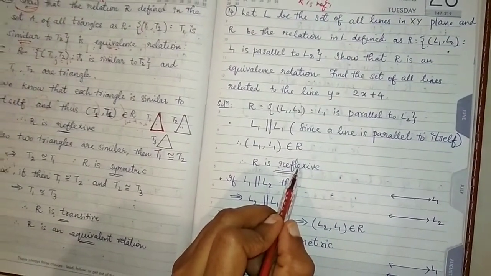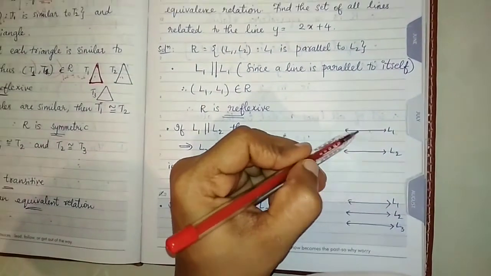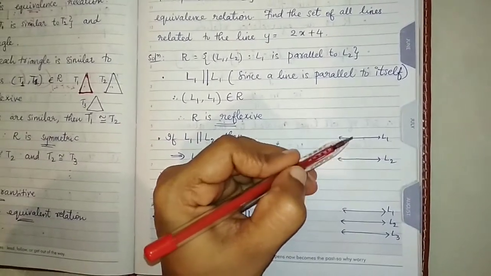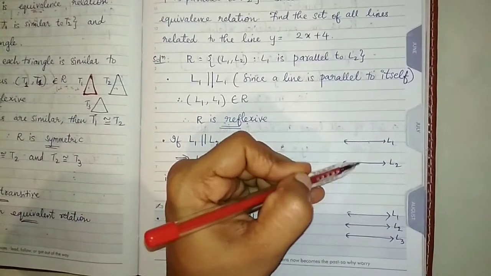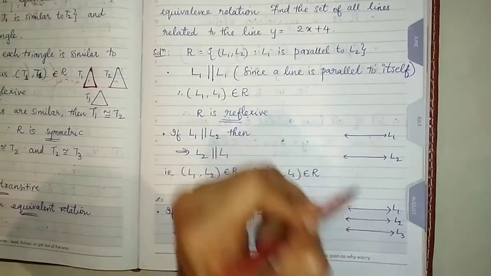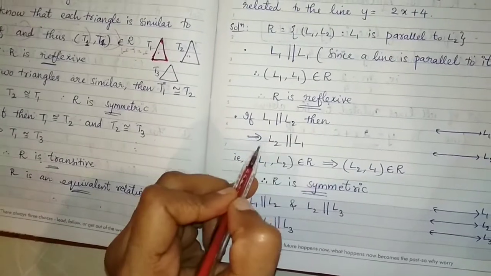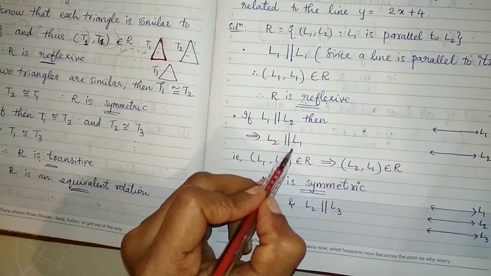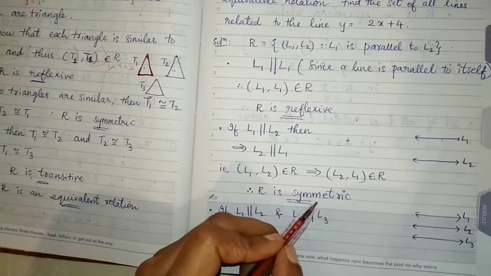Again, for the symmetric condition, you want two lines, L1 and L2. If L1 is parallel to L2, vice versa, L2 will also be parallel to L1. Taking these two lines, L1 and L2, they will be parallel to each other. So you can write if L1 is parallel to L2, then L2 is parallel to L1. So you can write R is symmetric.